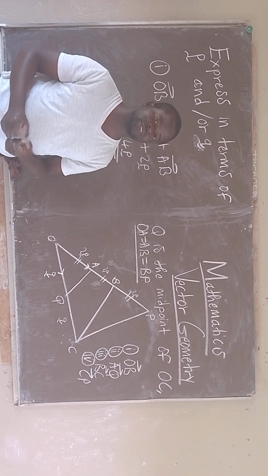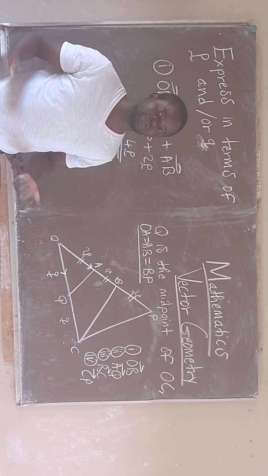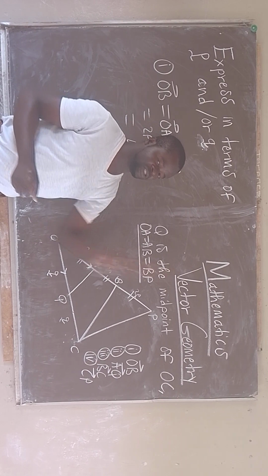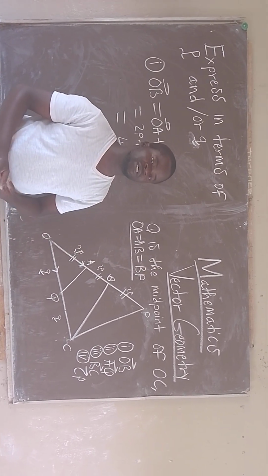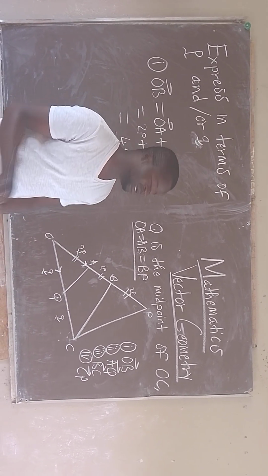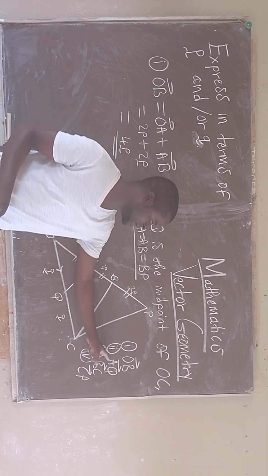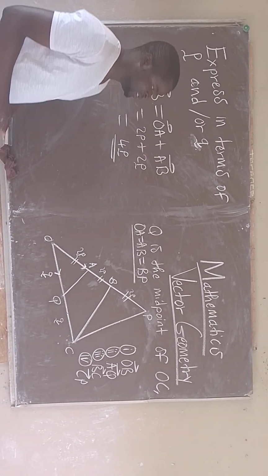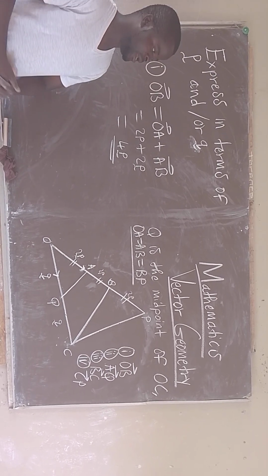Just as simple as that, we have found the answer without even using a calculator. That is the reason why I was saying vector geometry is one of the simplest topics in mathematics. So enjoy the next one. We are moving from A to Q, which is AQ. So now let us find the solution to vector AQ.